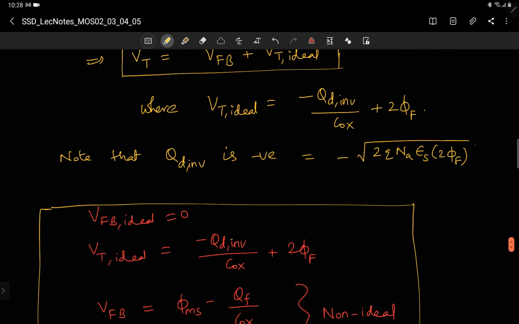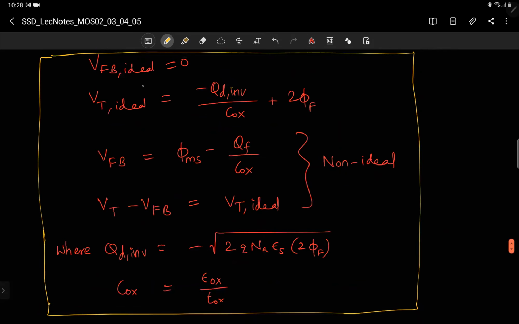All right, so all the formulas are summarized below. For the ideal case, VFB is 0, and Vt ideal is Qd inversion term plus 2 phi f, where Qd inversion is given below and Cox is given below. All are in per centimeter square units. The Qd inversion formula is there, the Cox formula is there. So the ideal case is done. For the non-ideal case, VFB is phi ms minus QF by Cox, and Vt minus VFB is Vt ideal. So Vt will be Vt ideal plus VFB. You are just adding VFB to Vt ideal to get Vt in the non-ideal case.